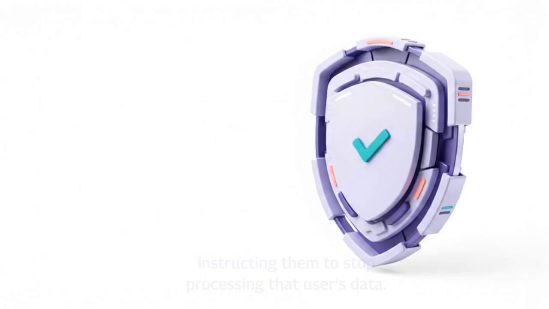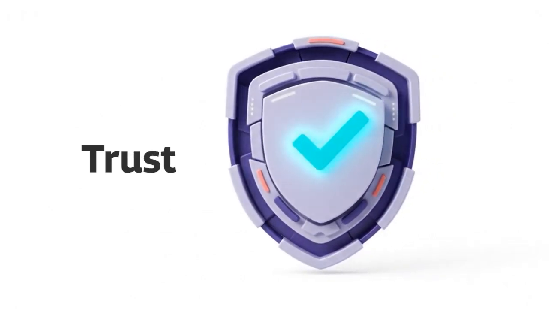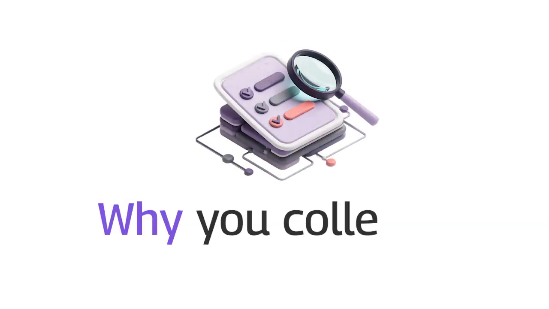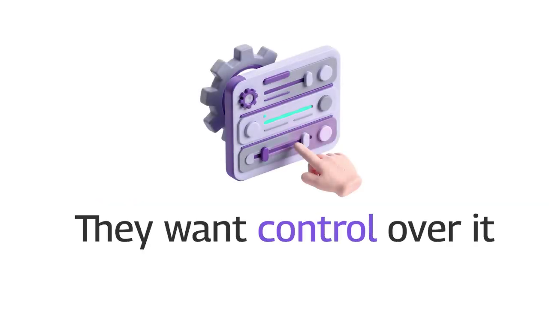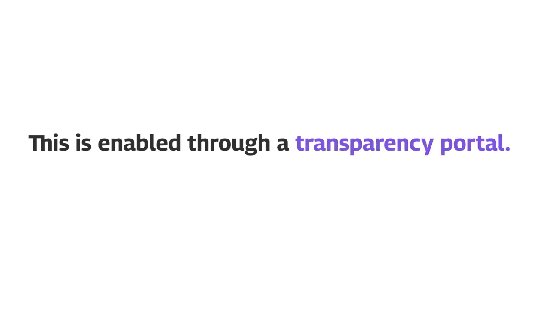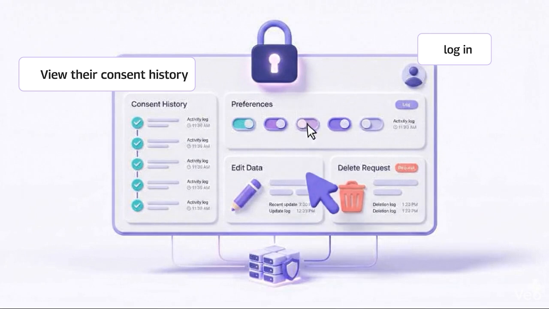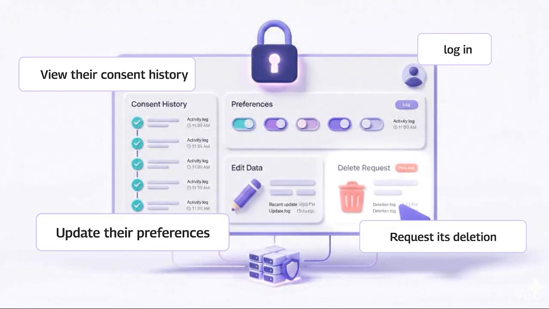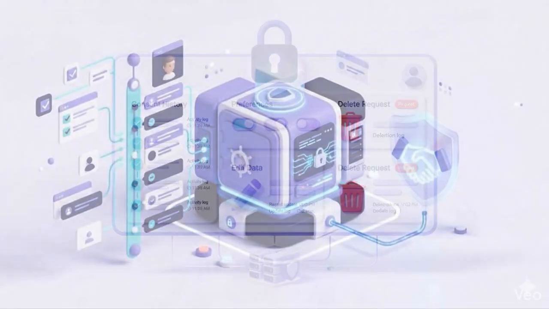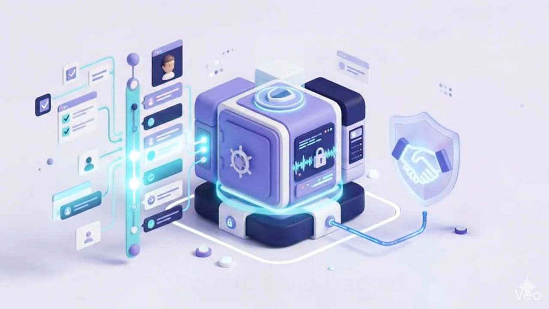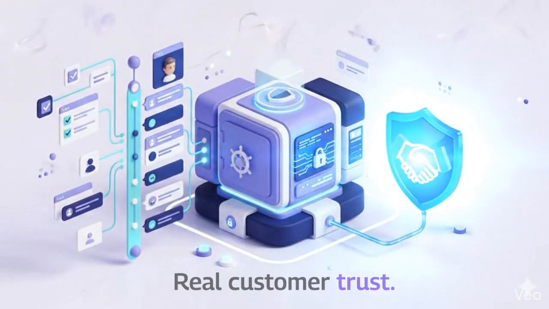And finally, this all connects to the broader issue of trust. Today's users are far more aware of their digital rights. They want transparency. They want to know what data you collect, why you collect it, and they want control over it. This is enabled through a transparency portal, a secure place where users can log in and view their consent history. They can update their preferences, correct their data, or request its deletion. Every one of these actions is recorded and tracked. This isn't just about compliance, it's about building real customer trust.